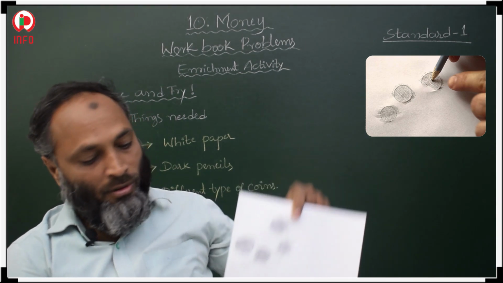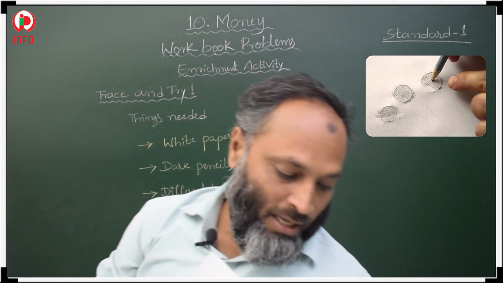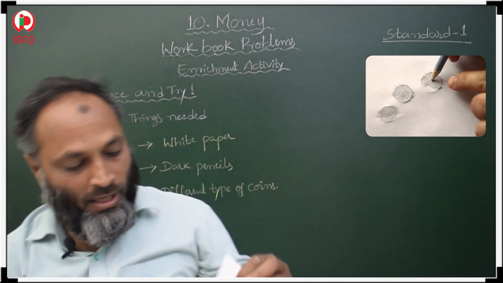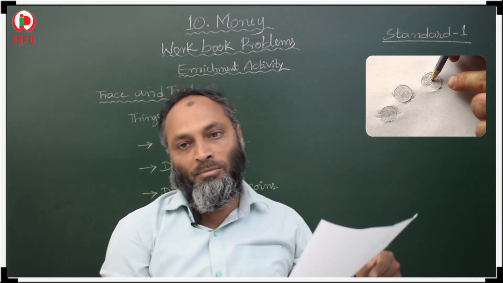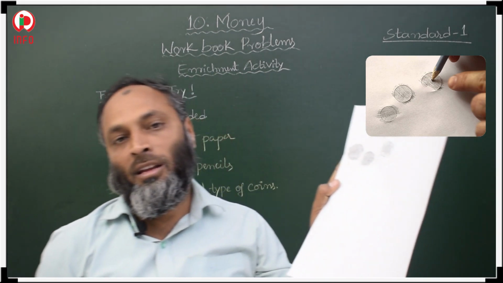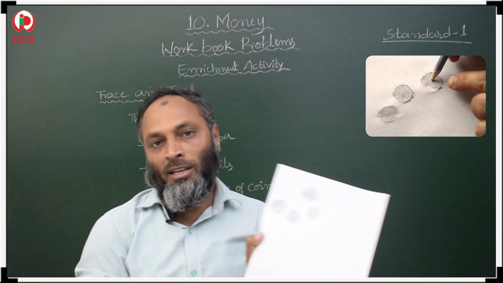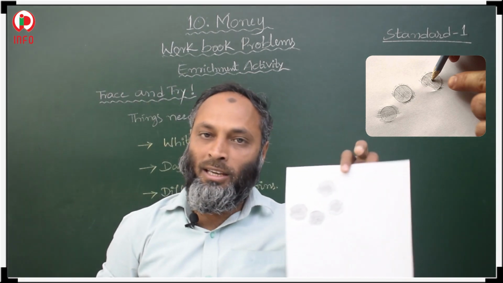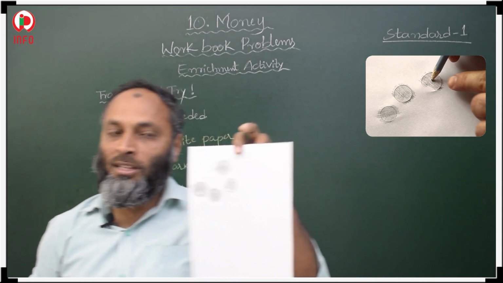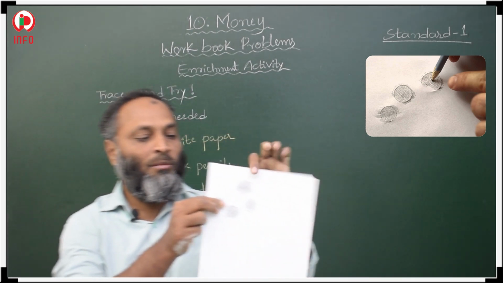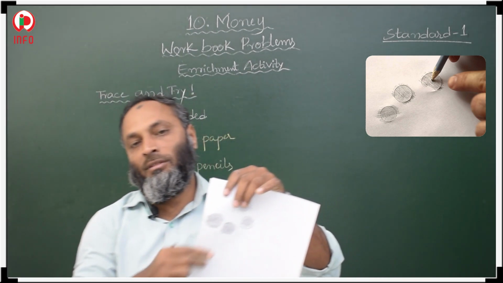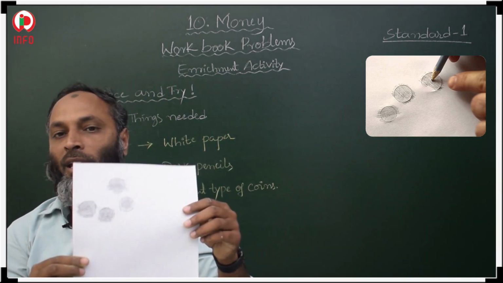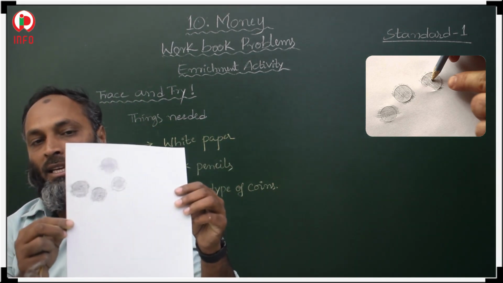And take more coins and try. After trying on a paper, keep this paper on your school notice board. Okay. So this is the activity. By doing this activity, we can form the images of our coins on a paper. So we have to trace like this. Okay.